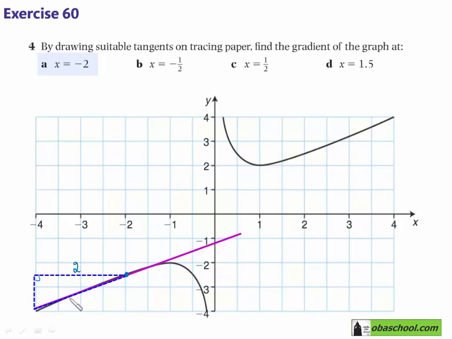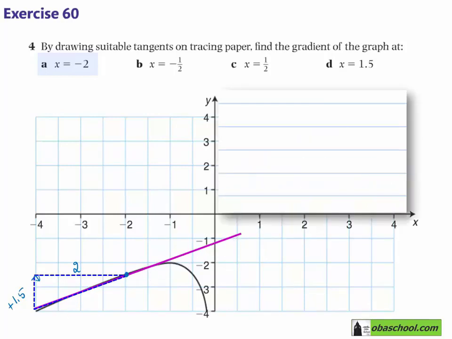For the rise, since the straight line is going upward, the rise is also going upward. The scale on the y-axis, every 1 square is 1 unit. So we have here 1 square and then half a square. The rise will be 1.5. Since the direction is upward, then the rise is plus 1.5. So the gradient of the curve at x equals minus 2 is equal to the rise divided by the run, which is equal to plus 1.5 divided by 2, which is equal to 0.75.